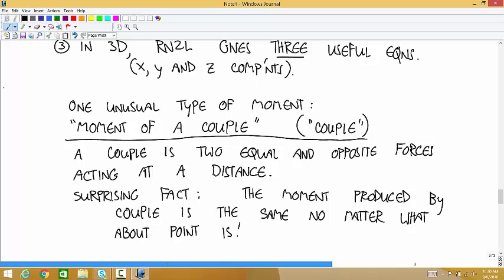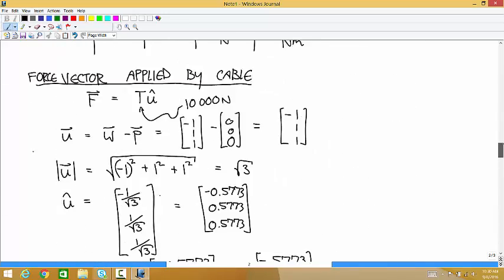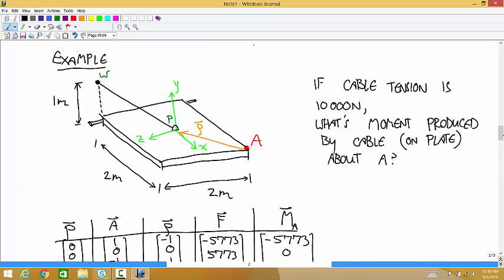Okay, so what about a moment produced by a single force? If you change the about point, does that affect the moment? Yeah, it does. You can look at the way that's calculated. For example, what if instead of choosing the about point over here at the corner, what if I'd chosen the about point at this point P where the force is applied?